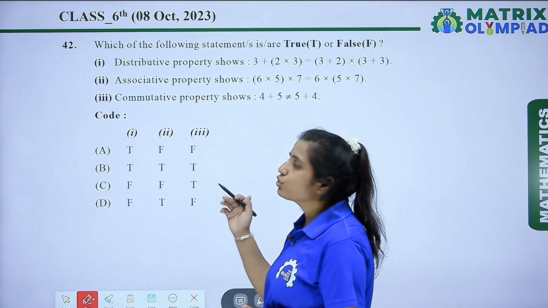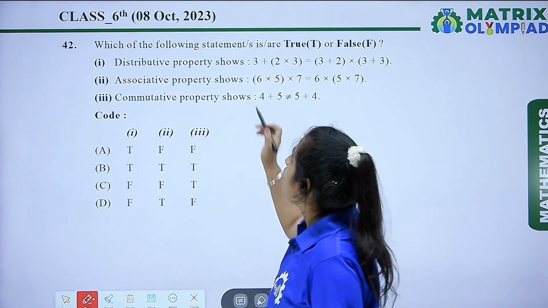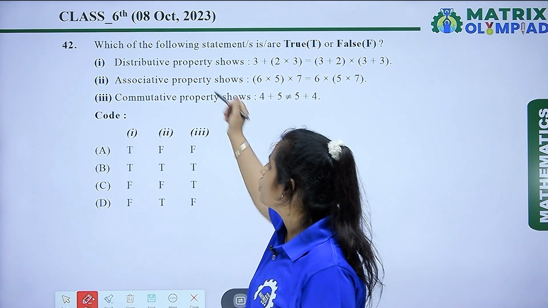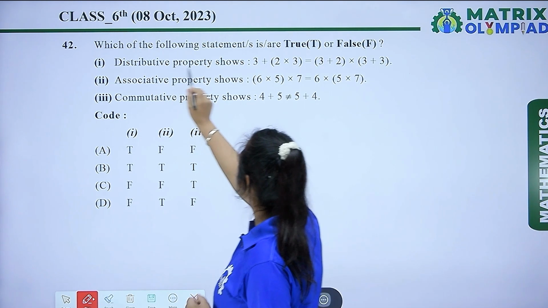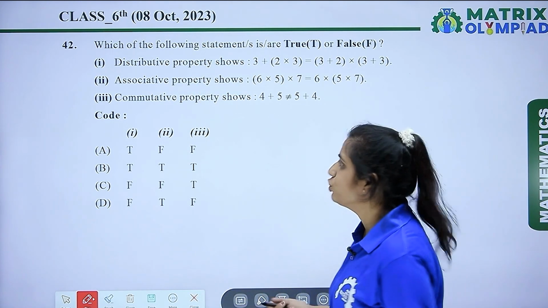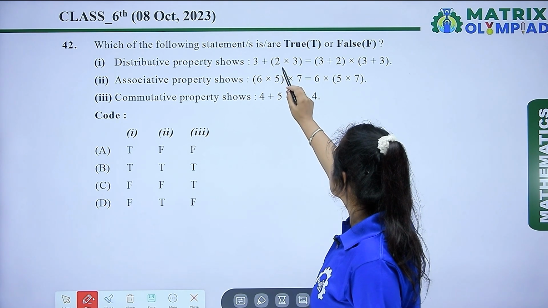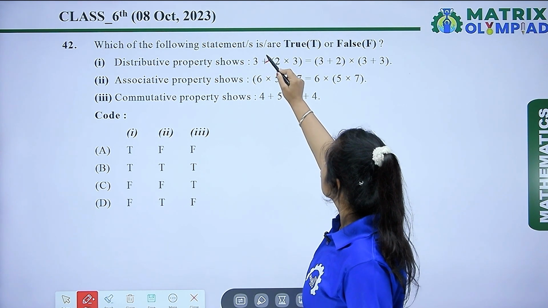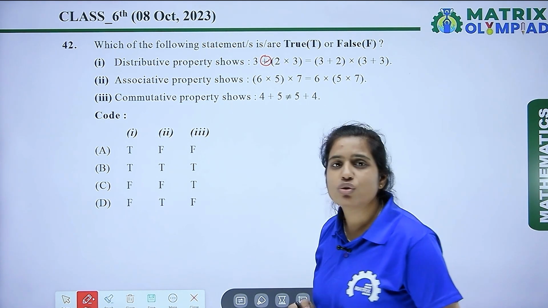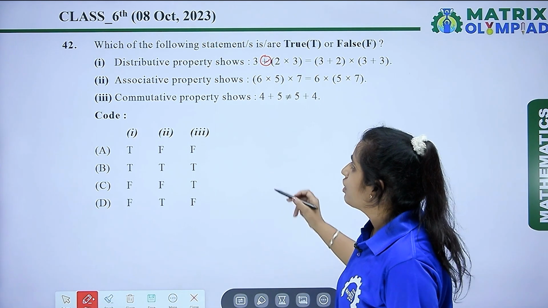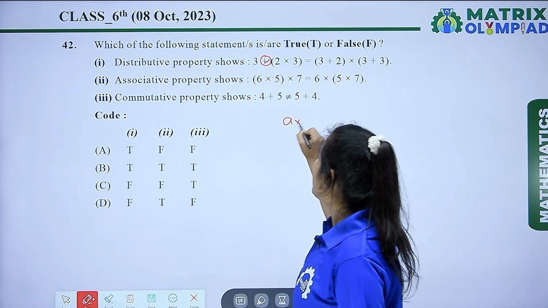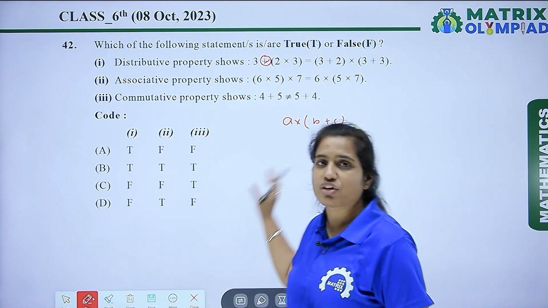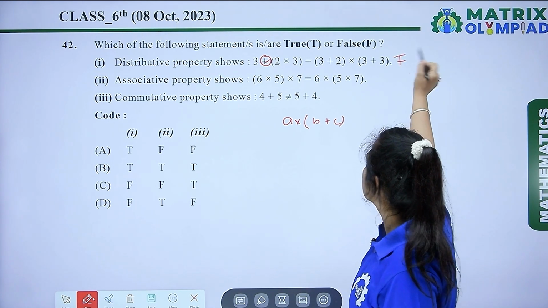Now the next question is question number 42. In this question, we have to again find out which statement is true and which statement is false. Now the first statement is distributive property shows. Distributive property क्या show करती है? Now here 3 plus 2 multiplied by 3. तो यहाँ पे हम चेक करें कि जो प्लस का साइन है वो फर्स्ट नंबर पे, जबकि डिस्ट्रीब्यूटिव प्रॉपर्टी क्या होती है? a मल्टीप्लाई बाय b प्लस c. मल्टीप्लीकेशन बाहर होता है, एडिशन सब्ट्रैक्शन ब्रैकेट के अंदर होता है. तो दिस स्टेटमेंट इज फॉल्स.